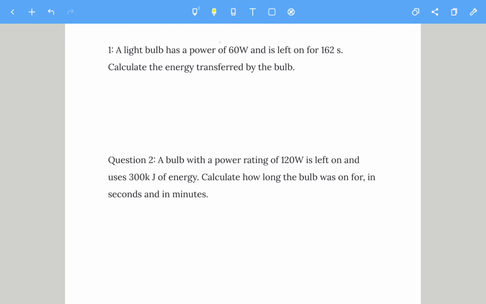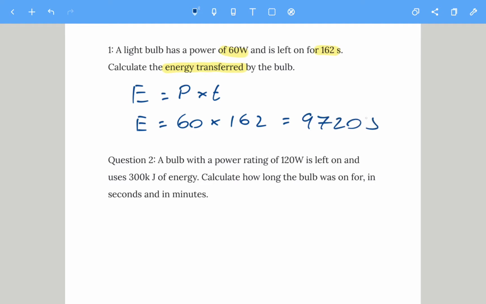So first one, a light bulb has a power of 60 watts and is left on for 162 seconds, and we're going to calculate the energy transferred. So this is a really straightforward question. Energy is equal to power times time. So the energy transferred is power of 60 watts multiplied by 162 seconds. And that gives us 9,720 joules.